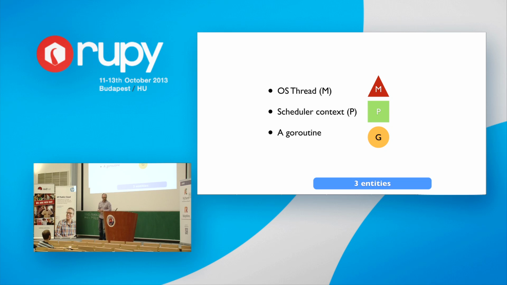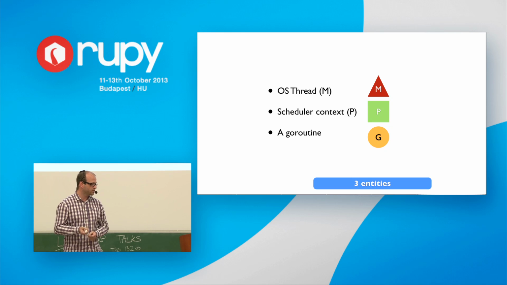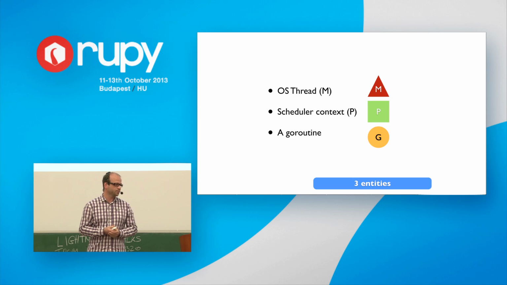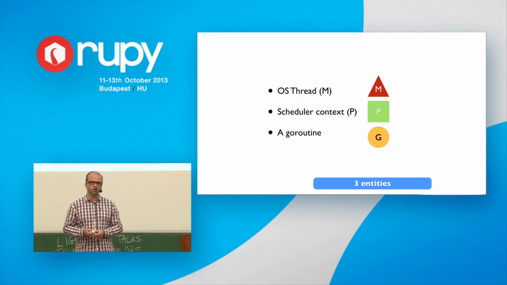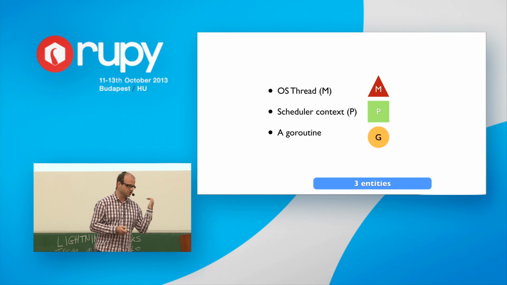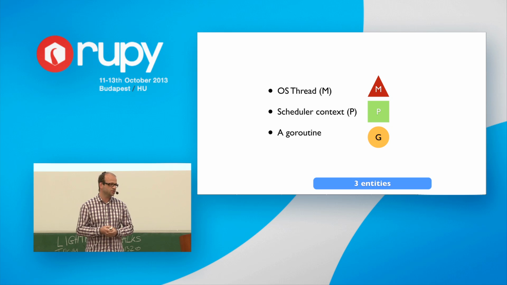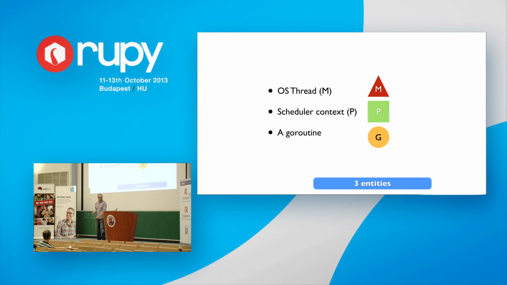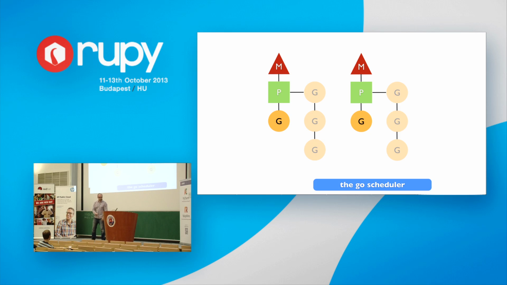So in Go, you have three entities. The main one, represented by a triangle, is an OS thread. The OS thread holds a context, a processor, named P, which is represented by the square. The context will hold all the scheduled Go routines, which are represented by a circle in yellow. So the Go scheduler is basically that.